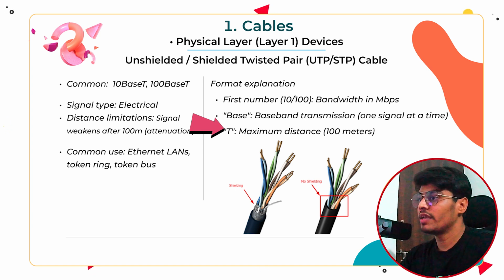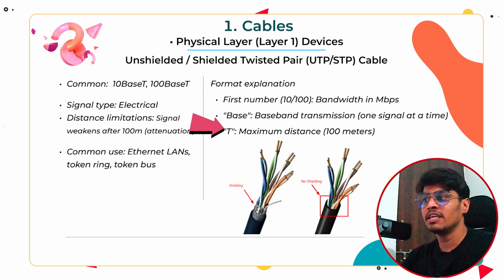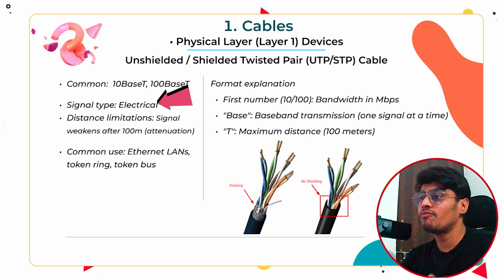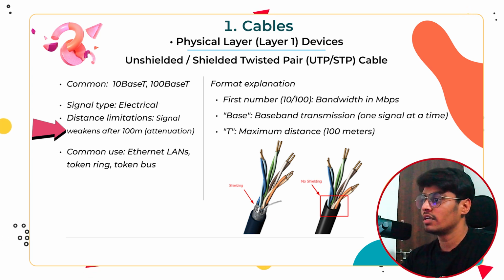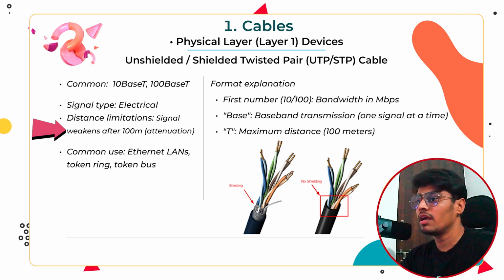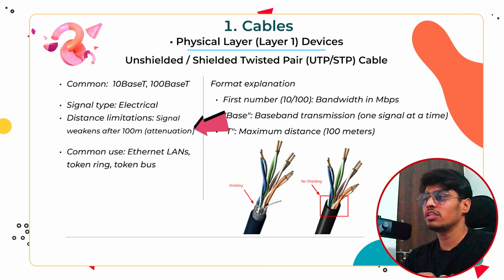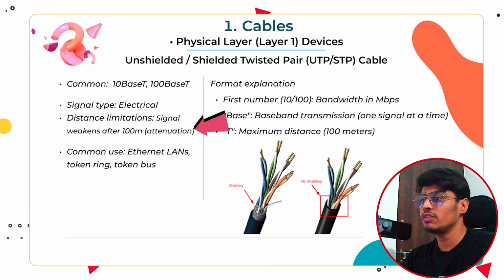Next is T. We have discussed 10. 10 means 10 megabits per second, and base means one signal at a time. Now T means 100 meters. Let's say the length of the wire is 100 meters. If we talk about UTP, how does the signal move in it? In the form of an electrical signal. When an electrical signal is moving, it can move up to 100 meters only. After 100 meters, what will happen to its energy strength? It becomes weak. What will occur after 100 meters? Attenuation. What does attenuation mean here?